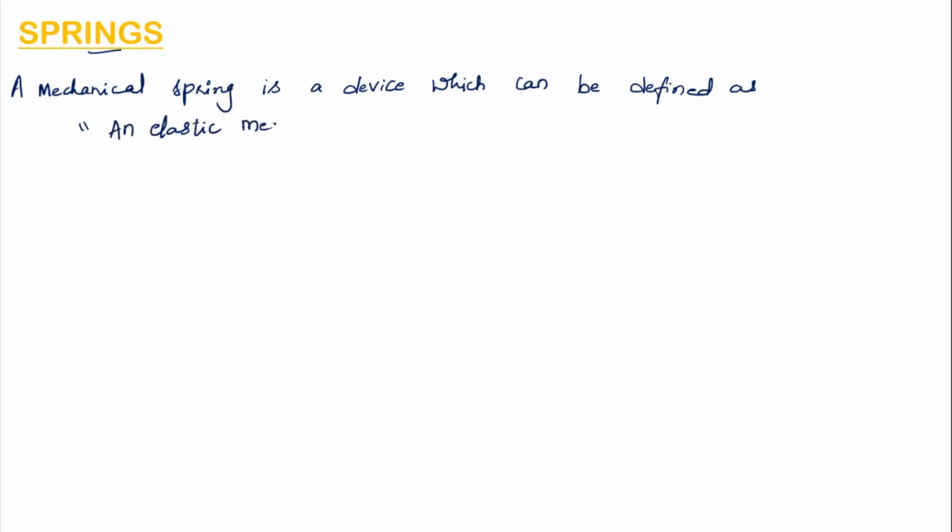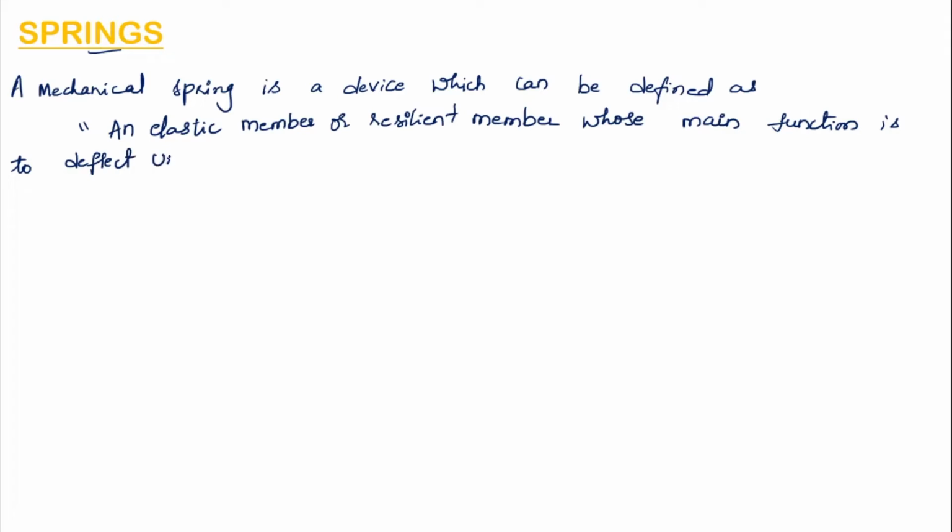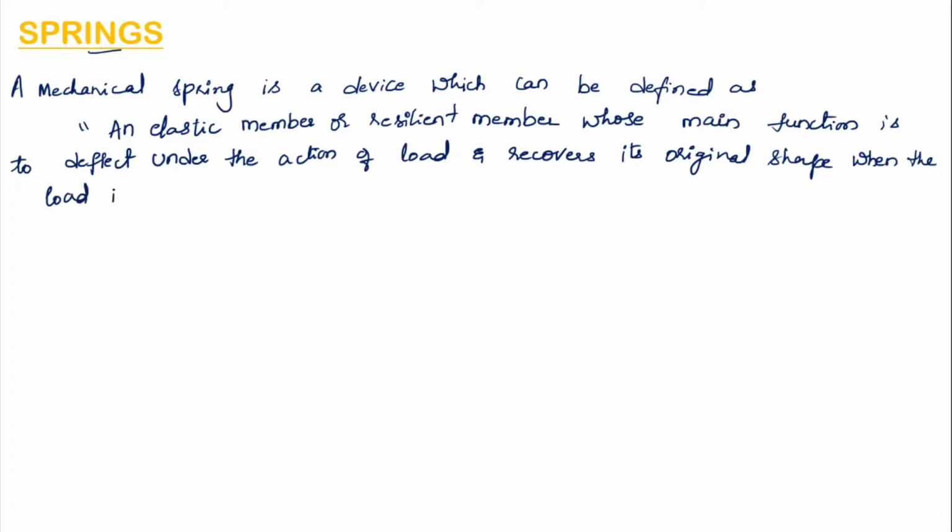A mechanical spring is a device which can be defined as an elastic member or resilient member whose main function is to deflect under the action of load and recovers its original shape when the load is removed. So this is a mechanical spring.